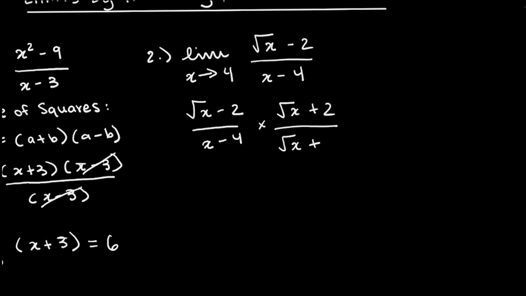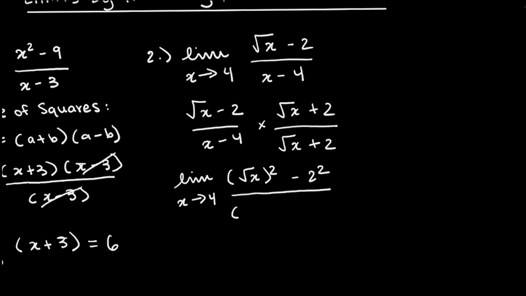So the conjugate essentially lets us use the difference of squares formula to simplify root x minus 2 times root x plus 2 into root x squared minus 2 squared. And the bottom is x minus 4 times the root x plus 2. And if you notice, root x plus 2 over root x plus 2 is just 1. So we're multiplying by 1, so there's no funny business here.